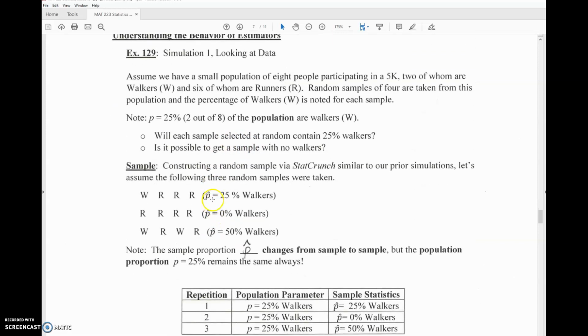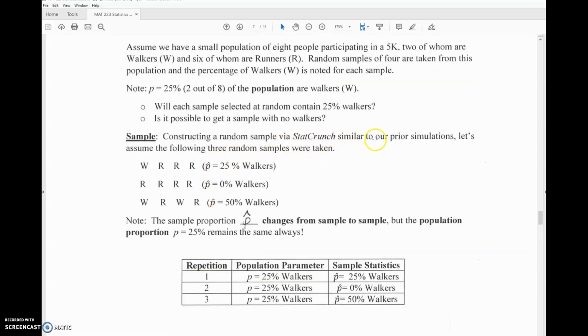Now let's construct random samples. I'm doing this with StatCrunch, similar to the prior simulation I've done. I'm not showing you how I'm doing it, but I just want to write some results down. Let's assume the following 3 random samples were taken. In my first sample, I got a walker and 3 runners. So p hat from this sample is 1 out of 4 walkers, or 25%, which is actually p, the population proportion.